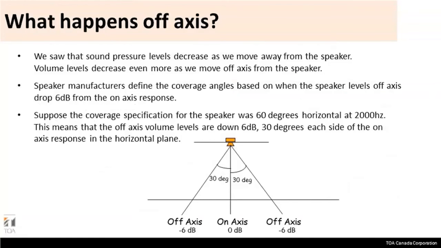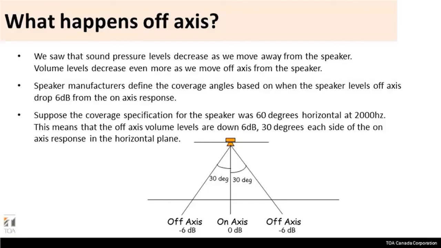Okay, so what happens off axis? So on axis and off axis is, essentially, when you are in line of sight, I would say in simpler terms. So when you are moving away from the speaker, the volume level decreases even more as we are off axis. Let's say you are right in front of the speaker and you keep going away from the speaker, the volume level is reducing by 6 dB, 6 dB, 6 dB. But imagine you are going away from the speaker and at the same time you're going off axis, that further reduces the coverage.